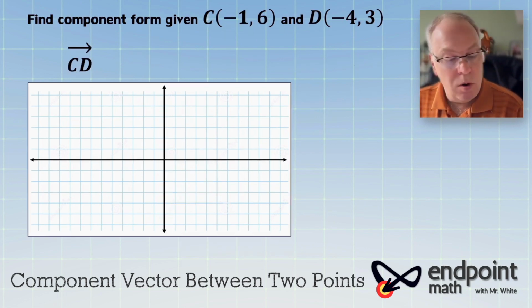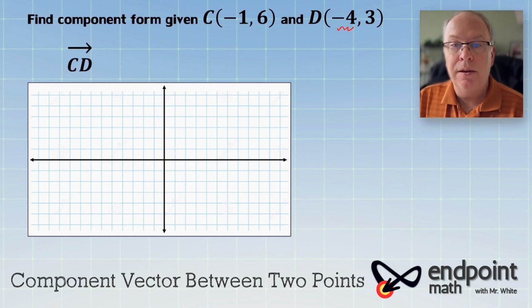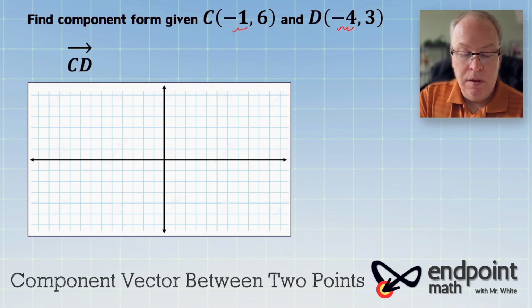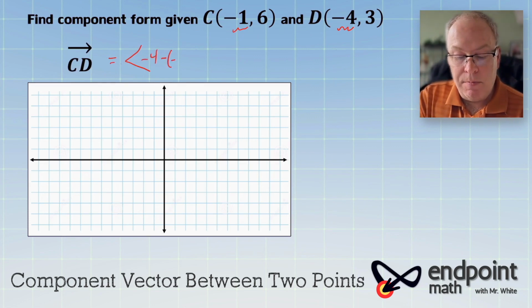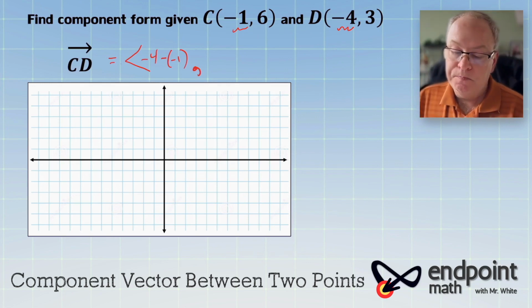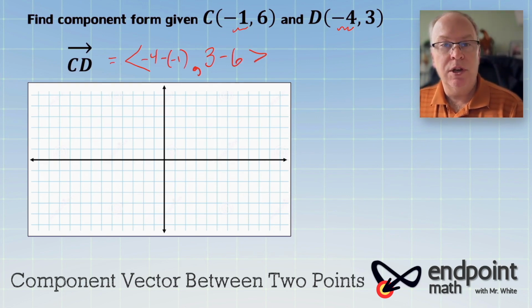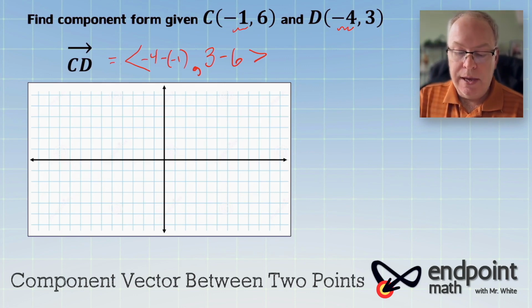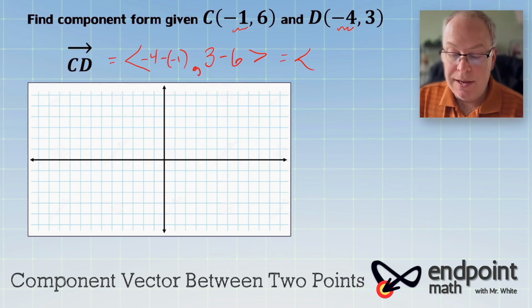All right, I have one more simple example. This is really easy, isn't it? The only trick is to remember that it's the ending point minus the starting point. All right, so this would be negative 4 minus, and I did this on purpose, minus a negative, right? It's a little bit tricky, hopefully not for you. And then 3 minus 6. And we've just finished that off. So we get negative 4 plus 1, which is negative 3, and then negative 3.